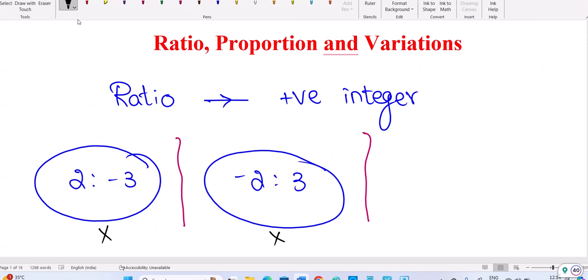They may give decimals also. I'll let you know how to convert decimals into integers also. Your job is primarily, before proceeding to the question, convert that ratio into integers, positive integers only. Even if it is a fraction, even if it is a decimal.